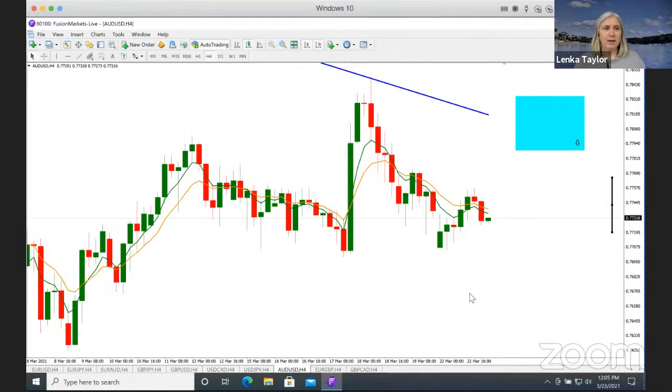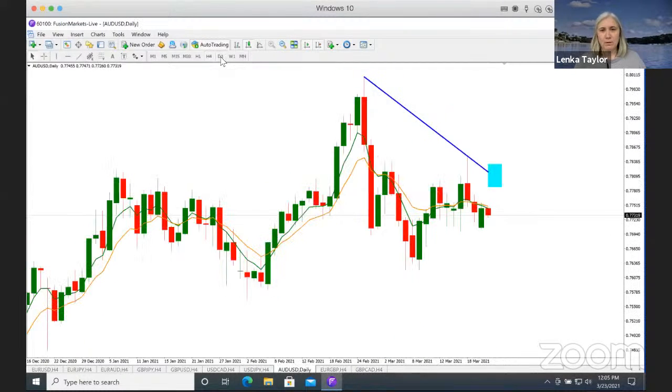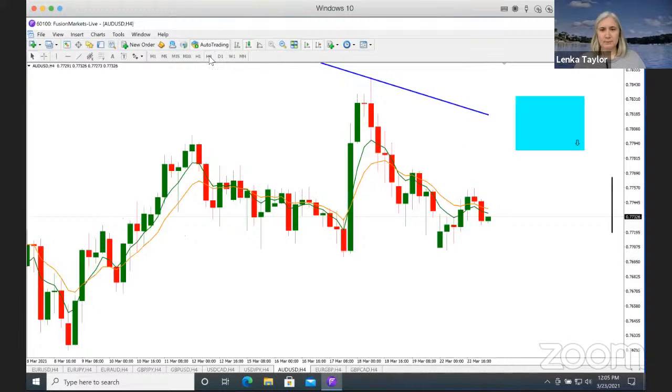Next currency pair is AUD USD. On this one, I'm currently looking for a short, but there's a little bit of sideways movement, so it's still not quite clear. But if the price would come back to the trend line, I would be looking for a short then.